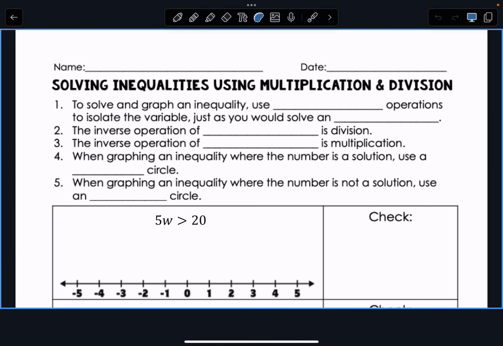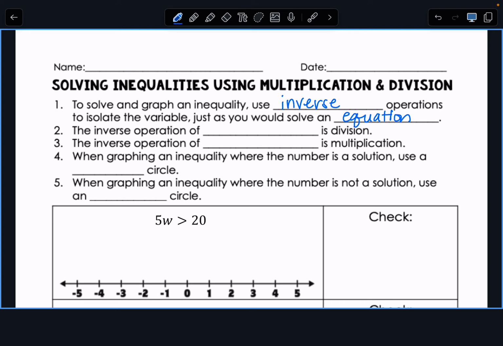All right. So on page 10, and this will be a good reminder for us because we have maybe been out of practice since the weekend. To solve an inequality, we are going to use inverse operations just like we did when we solved equations. If you recall, on Friday, we used adding and subtracting in order to solve for x, or whatever our variable might have been.